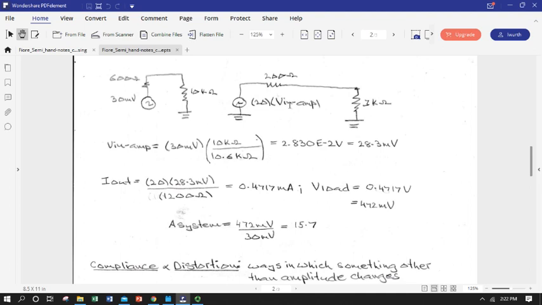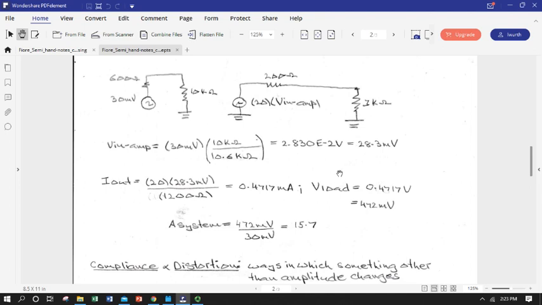So we've calculated our V in to the amplifier, 28.3 millivolts. We're going to get our 20 times voltage gain. And so Ohm's law says our output current is going to be our total voltage, which is 20 times our 28.3 millivolts, divided by the total impedance to ground, which is 200 ohms plus 1,000 ohms, or 1,200 ohms. So here's Ohm's law to the rescue again. That gives us 0.4717 milliamps.